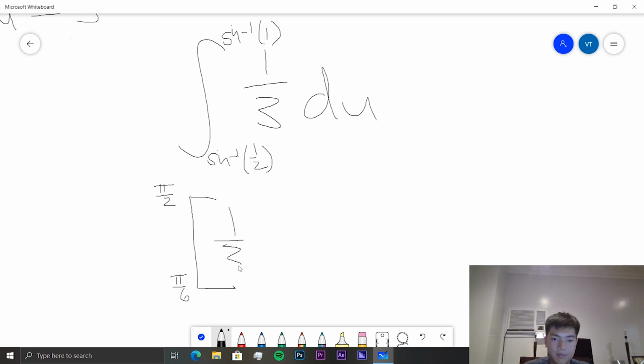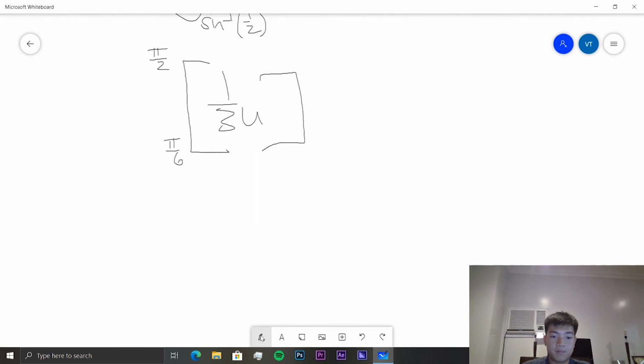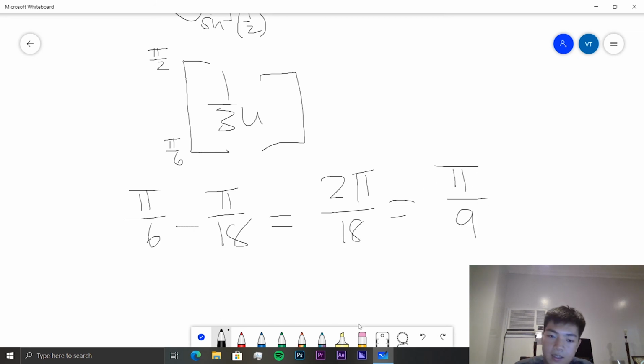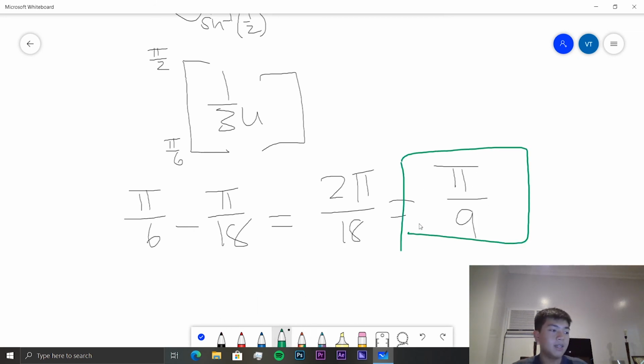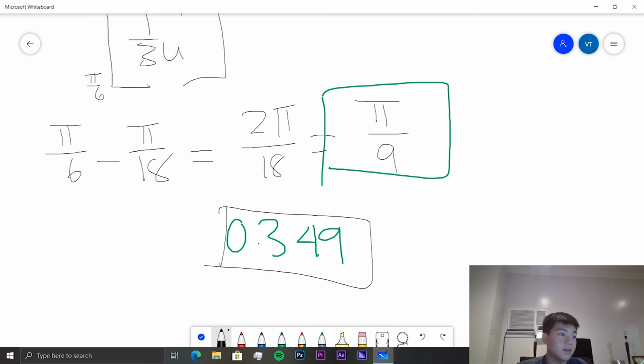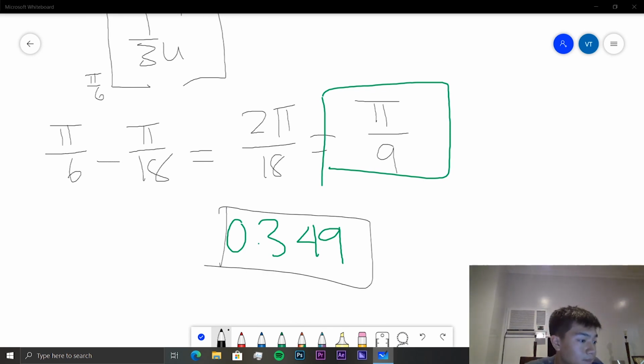So of course, 1/3 u. So we get the value of pi over 6 minus pi over 18. So this is equal to 2 pi over 18, which is equal to pi over 9. So this is the exact value. And using technology, to get it to 3 significant figures, just punch in pi over 9. So we get 0.349 in my case. Just check that's correct. Yep, pi over 9, 0.349.